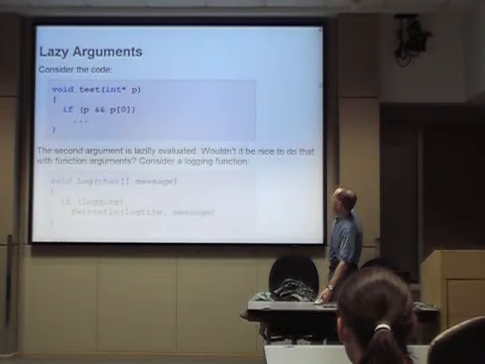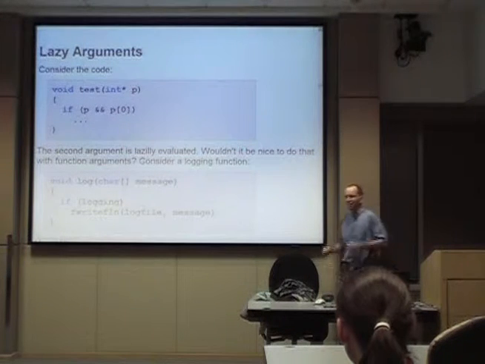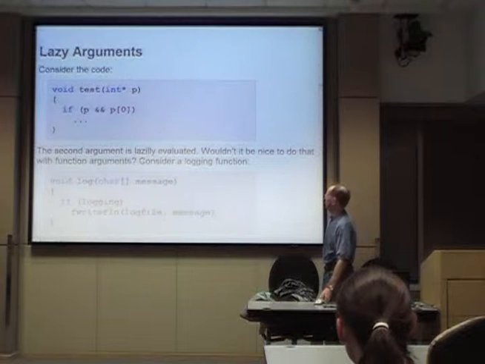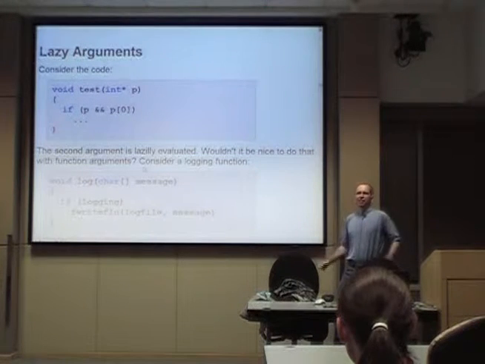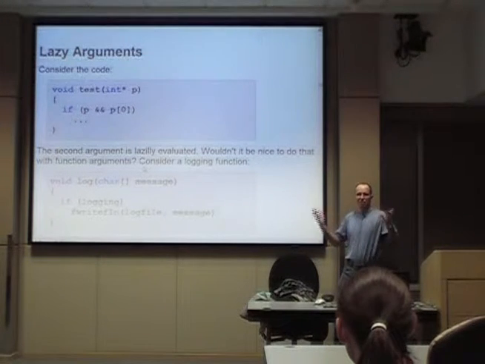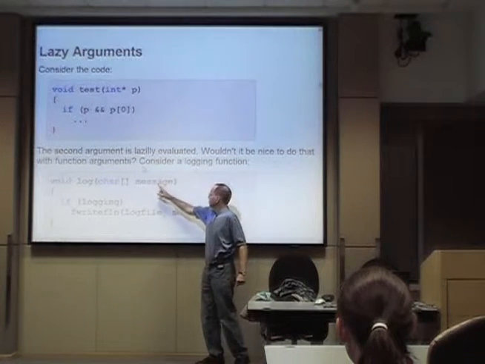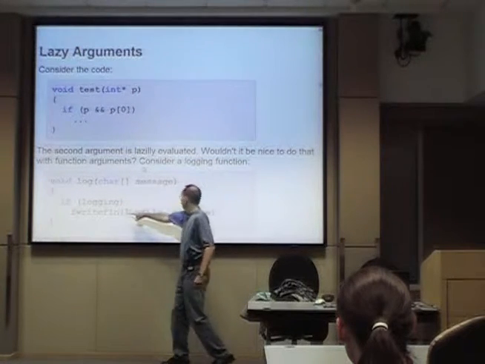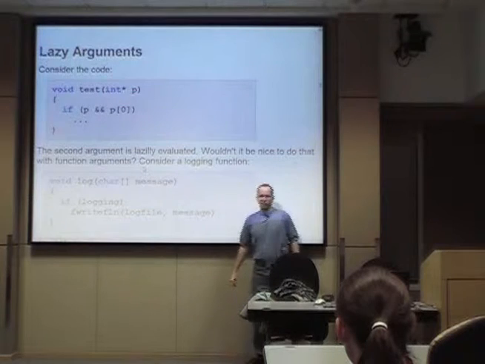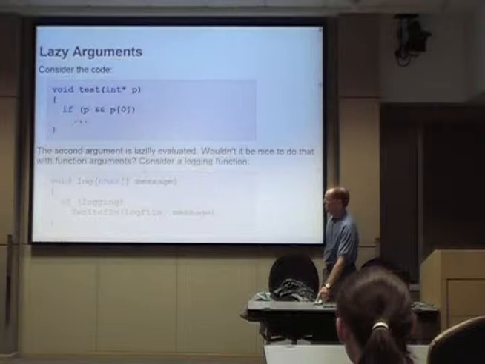So you look at that and you think, well, wouldn't it be nice if I could do that with function arguments? Because I don't always want to evaluate my function arguments. Let's look at a typical application, which would be the logging function. Lots of code, you like to stick logging functions in there to see what's happening. You pass it a lovely message to print out, and if my global logging switch is on, I write the message to my log file. Well, that's pretty straightforward. Nothing obviously wrong with it.